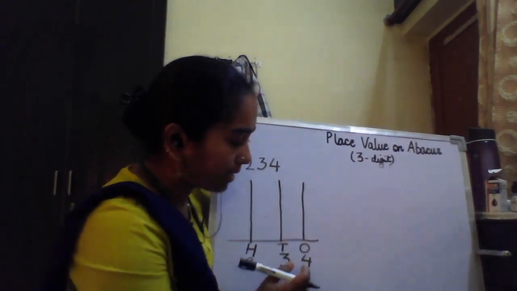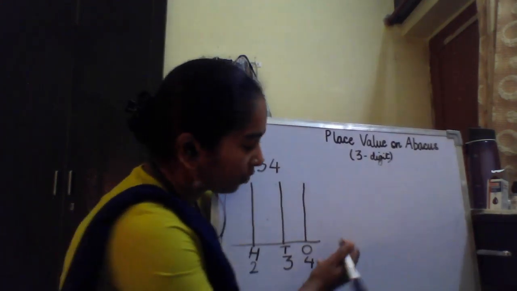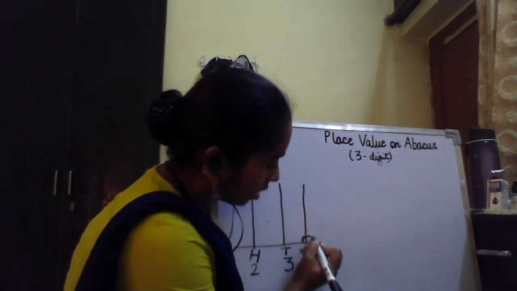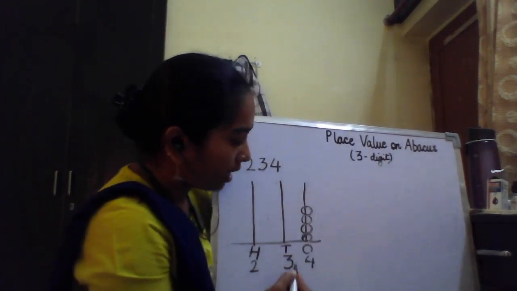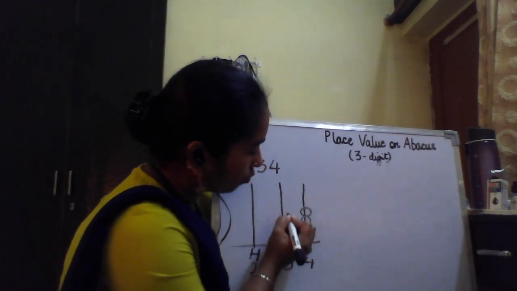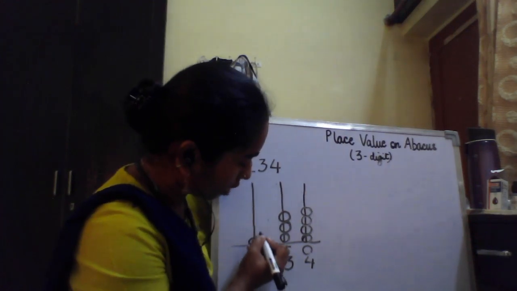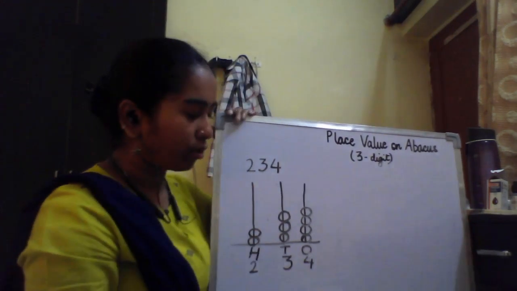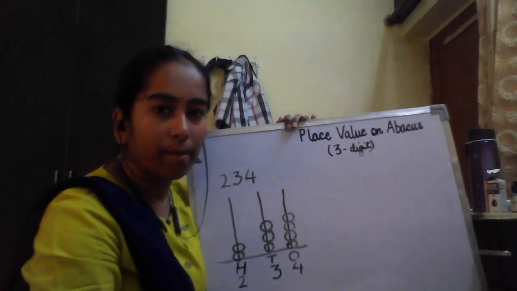Let's start from the ones place. In the ones place, what do we have? We have 4. So let's draw 4: 1, 2, 3, 4. In tens, we have 3. So, 1, 2, 3. In hundreds, we have 2. So draw it with me: 1, 2. Now you know how to represent a 3-digit number on an abacus.